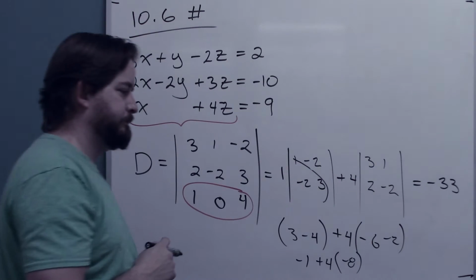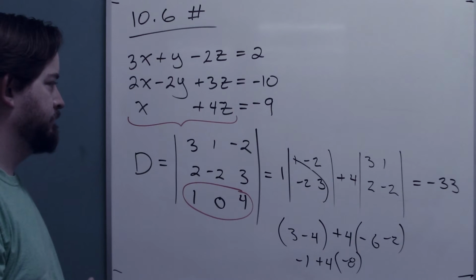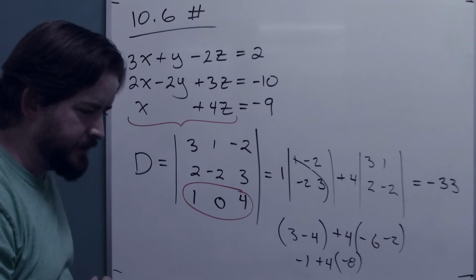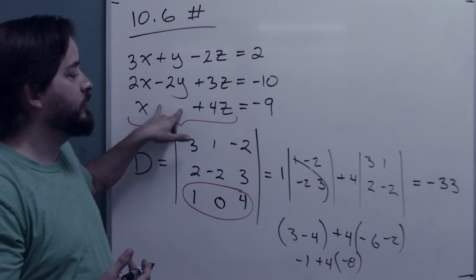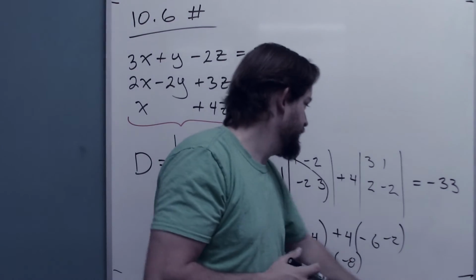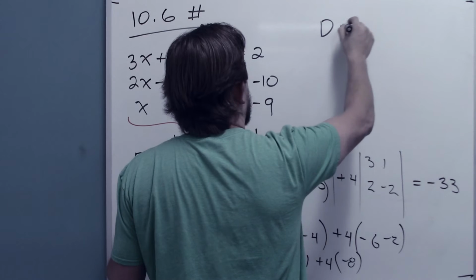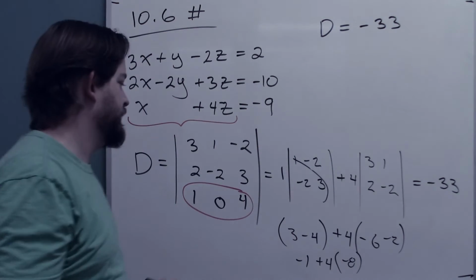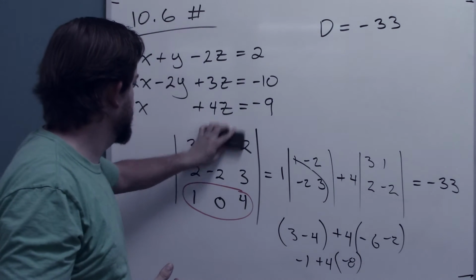Okay. Good. Now, that's the determinant of the matrix of the variables, right? And I'm going to erase a lot of this. I'm going to write up here my capital D for determinant is -33. Hopefully it's right, it looks right. It's a yuck number, but here we go. Let's get into the next one.